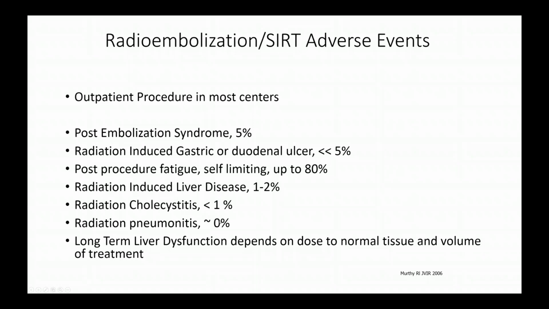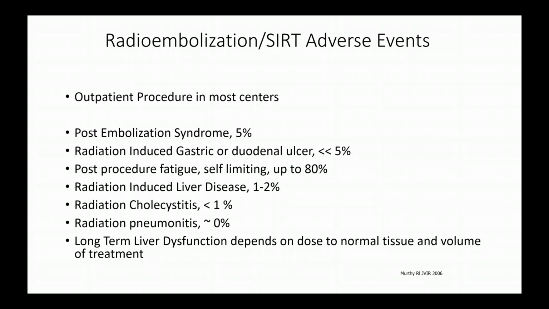The other issues are very, very uncommon. The issues become long-term liver dysfunction. So all this depends on the dose to the normal tissue, which we showed in the two papers I discussed earlier. You need to minimize your dose to the normal tissue if possible, and obviously preserve liver that is not being treated to maximize long-term benefits without causing adjacent toxicity of the normal liver.